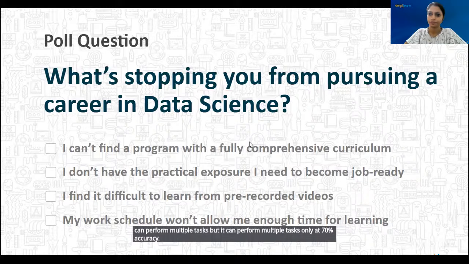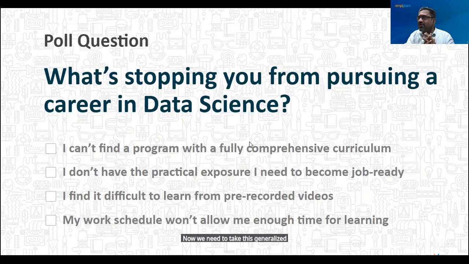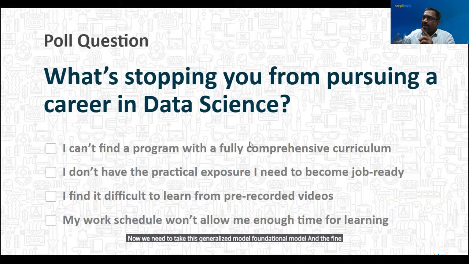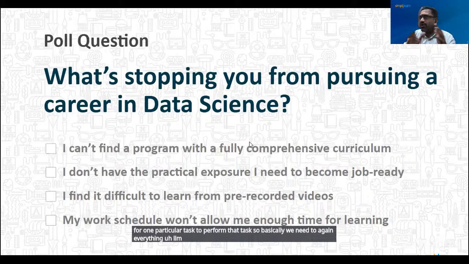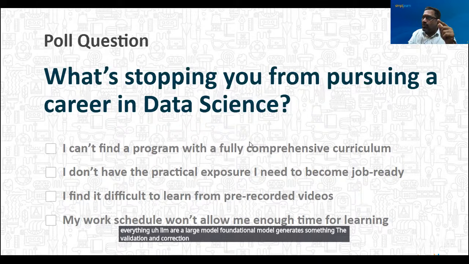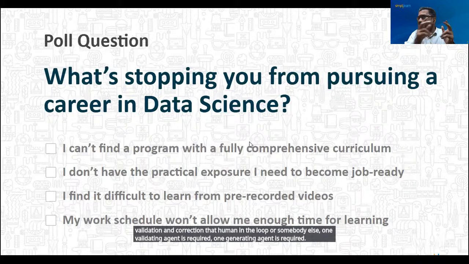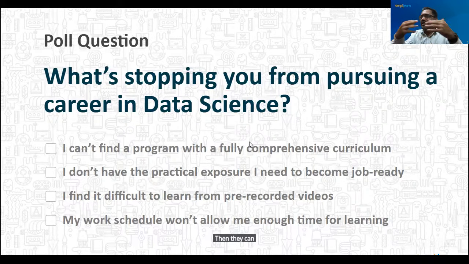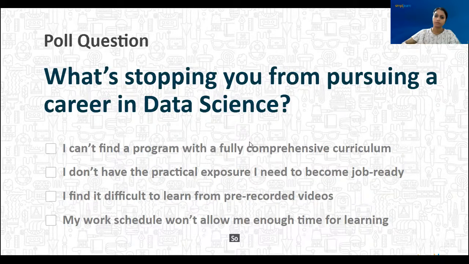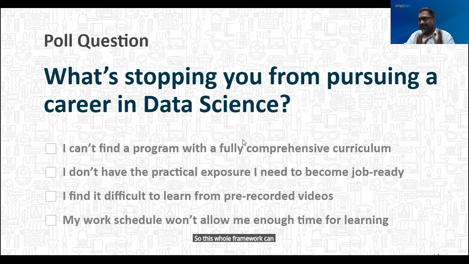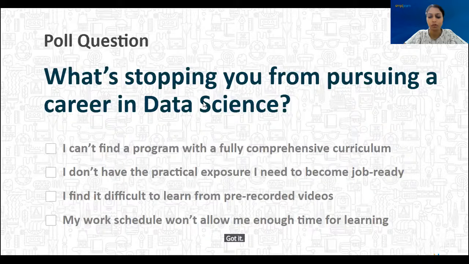Now we need to take this generalized foundational model and fine tune it for one particular task to perform that task. An LLM or a large foundational model generates something. For the validation and correction, that human in the loop or somebody else, one validating agent is required, one generating agent is required. Then they can put together, learn from each other while doing the tasks. So this whole framework can be learned using generative AI.